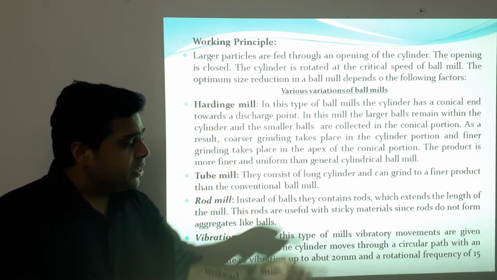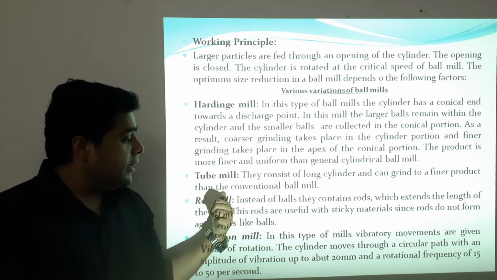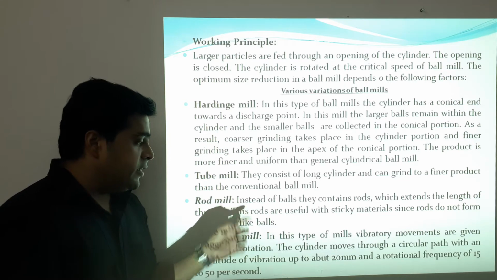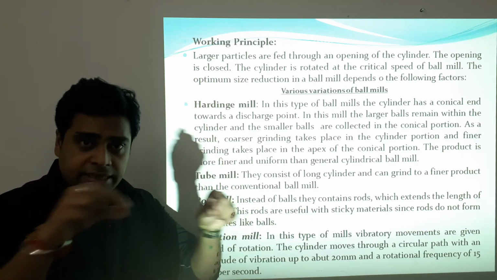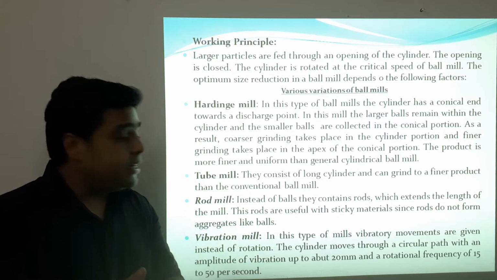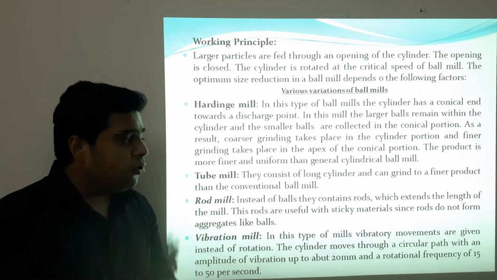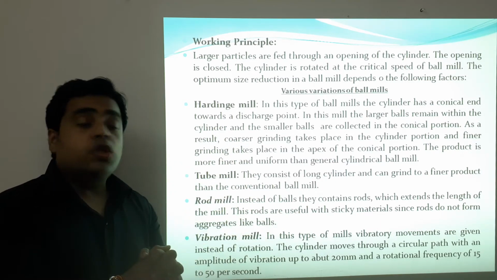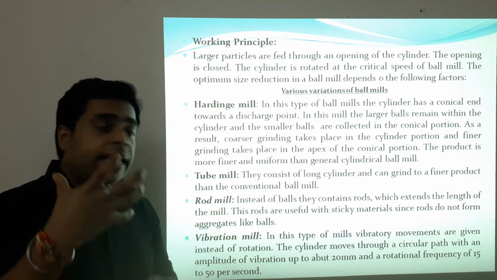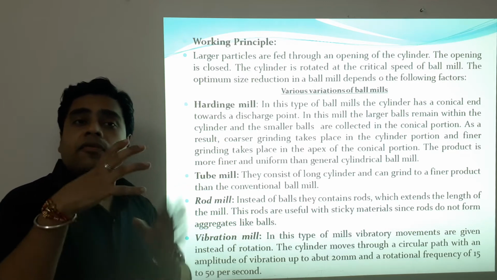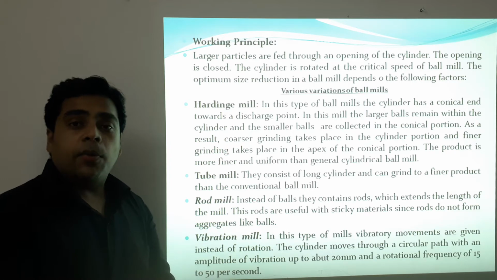Next we have tube mills, which consist of a long cylinder and can grind a finer product than the conventional ball mill. Next are the rod mills, which contain cylindrical rods instead of balls, extending the length of the mill. These rods are useful with sticky materials, since rods do not form aggregates like the balls. If the feed is sticky, then the feed will stick to the balls. This does not happen when using a rod type of mill.